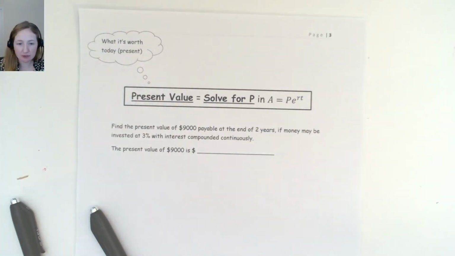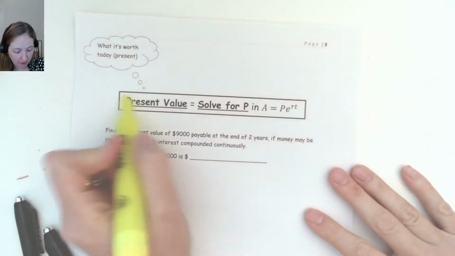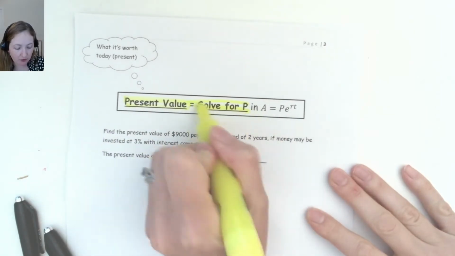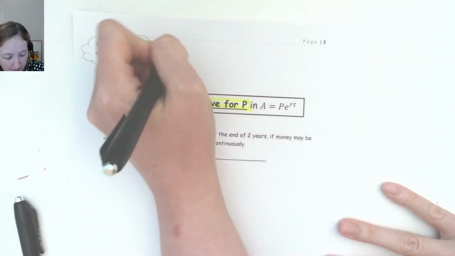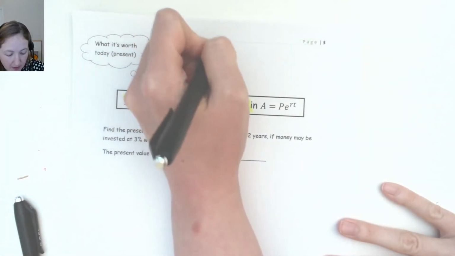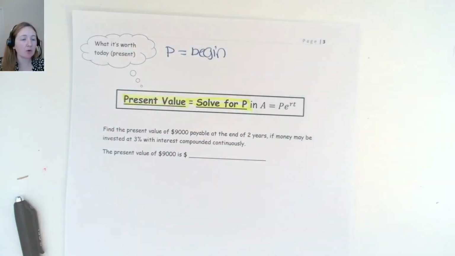So what I like to do is think about the present value as simply meaning we are solving for P. If you think about what P represents, the beginning amount, basically that's saying today, what is this amount worth? And then A would represent the end amount at the end of that compounding period.